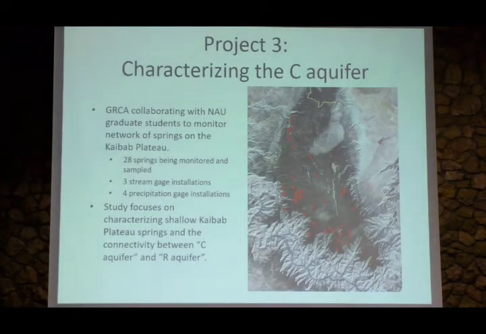We also have a master's student working with us to try to better understand the C aquifer. He is currently maintaining 28 springs with different sampling sites, and some of them have data loggers as well. These red dots here are those 28 springs. What he's looking for mainly is where that water comes from and which springs are more similar to each other. We can then use that information to better understand the connection between those C aquifer springs and the springs inside Grand Canyon coming out of the R aquifer, such as Roaring Springs.